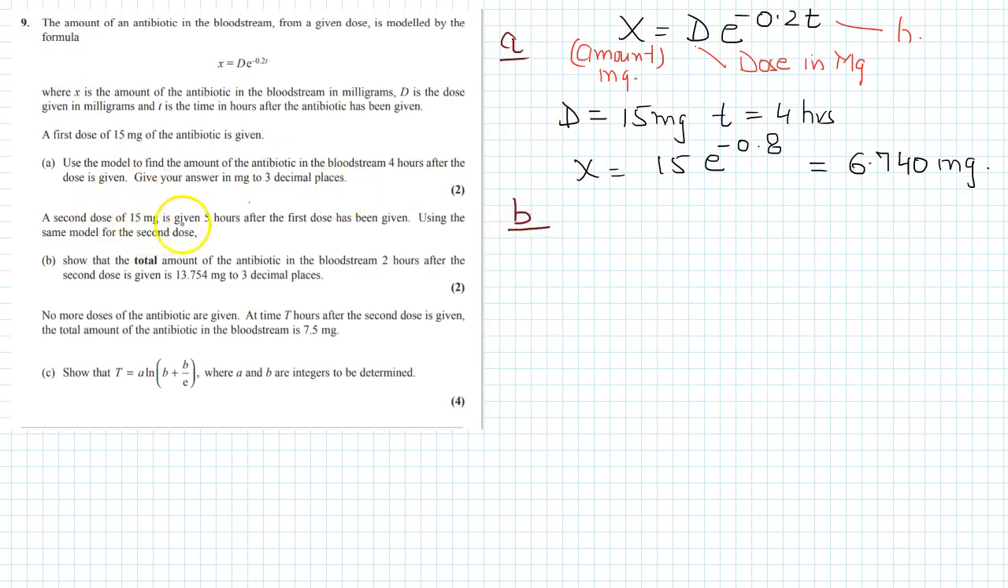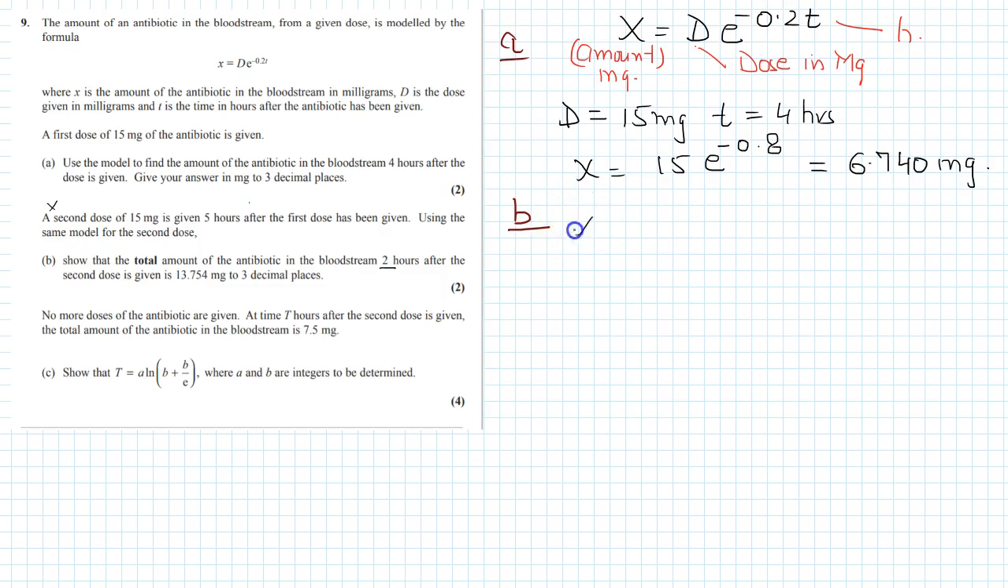A second dose of 15 milligrams is given 5 hours after the first dose has been given. Using the same model for this second dose, show that the total amount of the antibiotic in the bloodstream 2 hours after the second dose is given is this. So for such a question, don't consider the second dose first. Let's see what is the amount of antibiotic in blood after 7 hours. Because after 5 hours it is given, then after 7 hours.